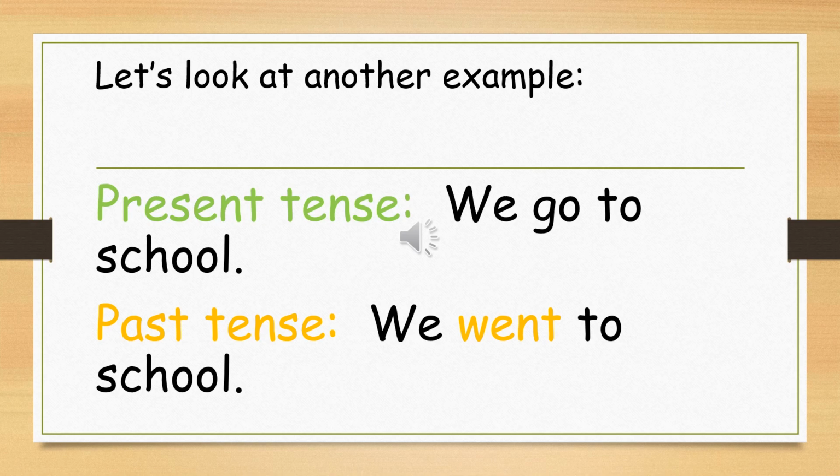Let's look at another example. Present tense means happening right now. If we say it, we go to school. Now we know that's not very true right now. So we look at the past tense. If we have to put that sentence into the past tense, we will say, we went to school. So instead of using the word go, we use the word went to make it past tense. We went to school.